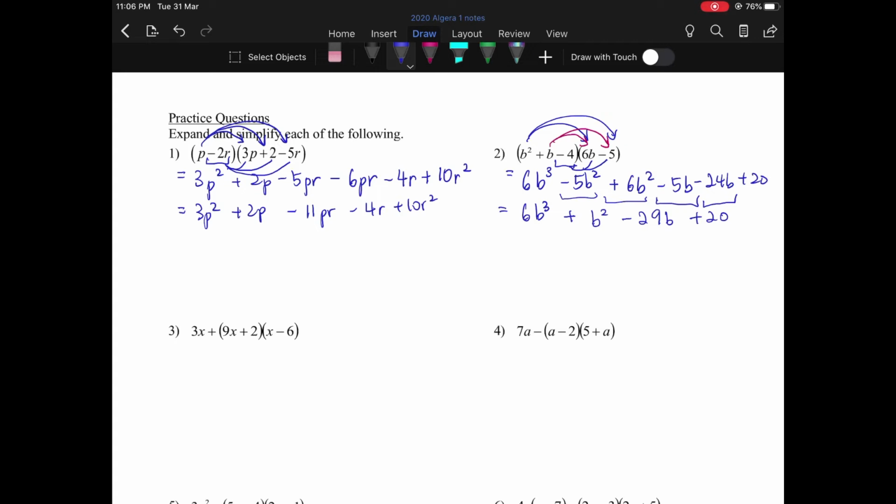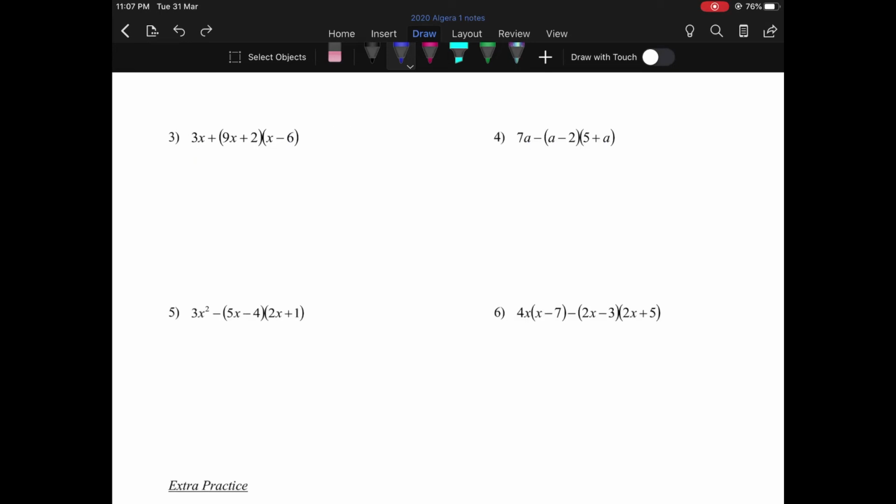You may pause the video and attempt question 3 and 4. Question 3. According to Bodmer's rule, we have to do the multiplication first. So, we write 3x first, plus 3x plus the product of 9x plus 2 and x minus 6. So you have to use brackets.